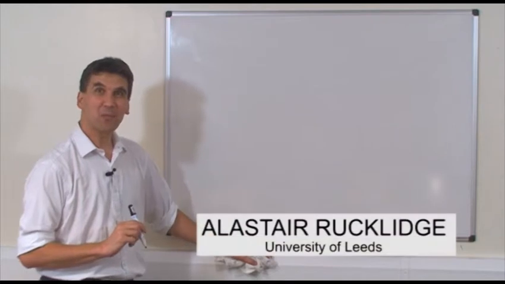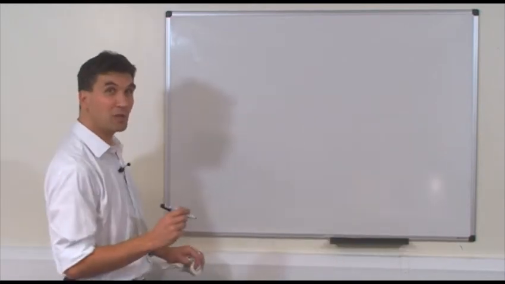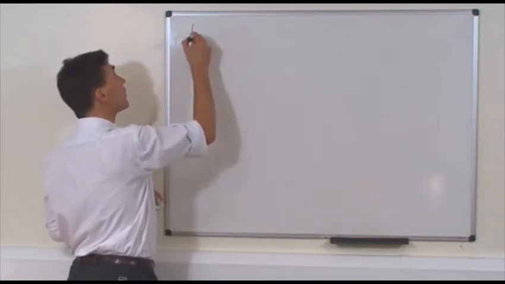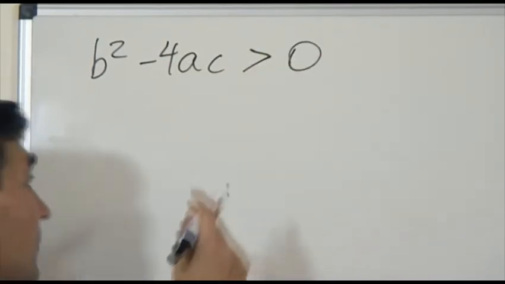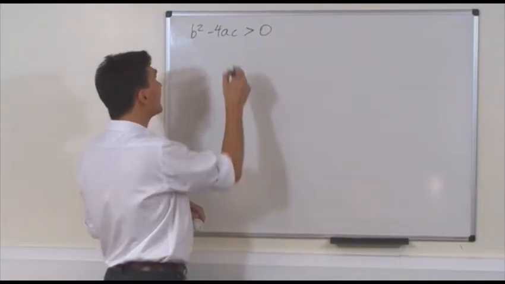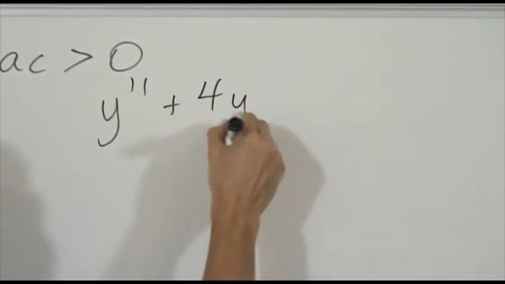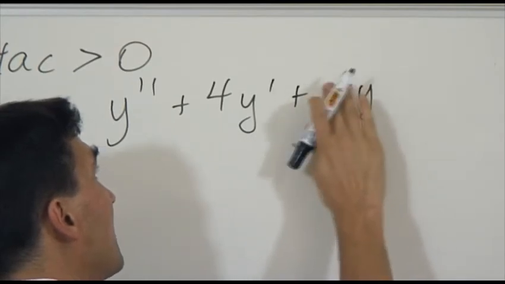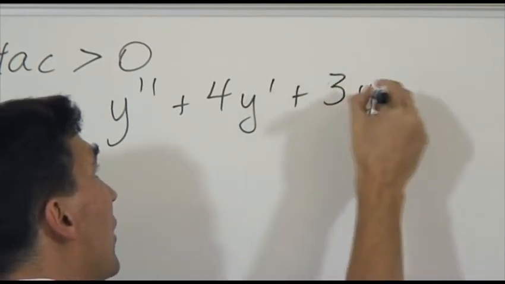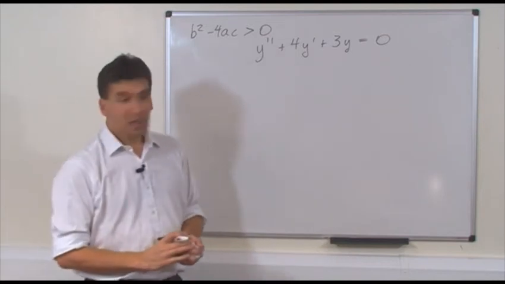The first case is when b squared minus 4ac is positive. And in that case, we'll get two real values of lambda. So we've got our b squared minus 4ac is greater than 0. And as an example, let's take y double prime plus 4y prime plus 3y is equal to 0. So that is an example.